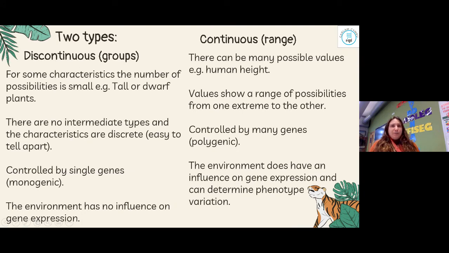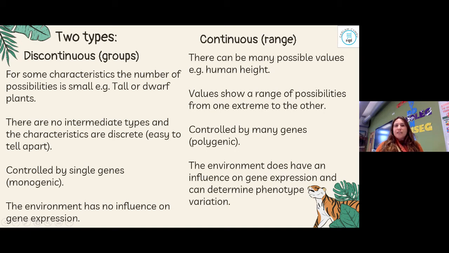We've looked at heritable and non-heritable. We now need to look at the 2 types of variation. So again, you will have studied this at GCSE, but there's a little bit more detail. So discontinuous is where there are groups. So for some characteristics, the number of possibilities are quite small.